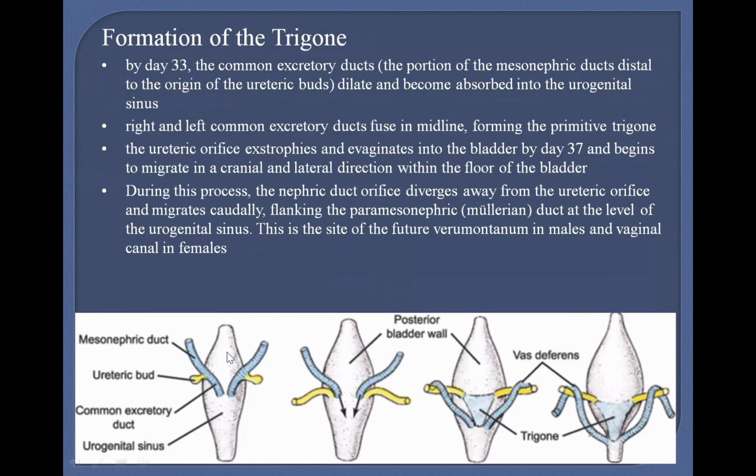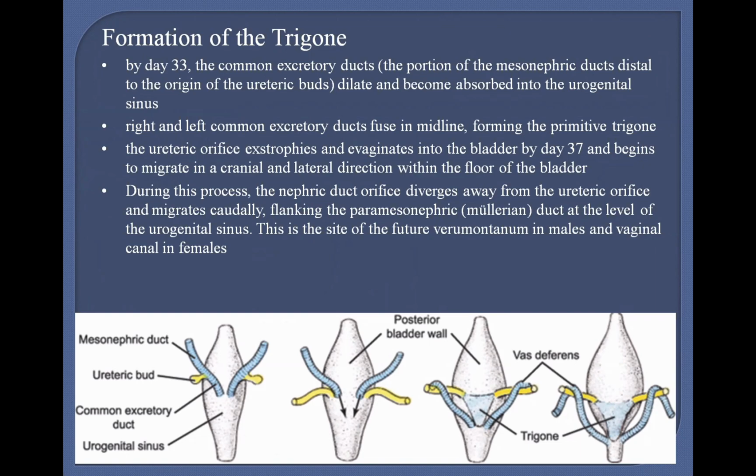With some diagrams, you can see that the common excretory ducts are the portion of the mesonephric duct distal to the origin of the ureteric duct. They dilate gradually and become absorbed into the urogenital sinus. Both the right and left common excretory ducts will gradually fuse in the midline, and this will form the primitive trigone. Both ureteric orifices will evaginate into the bladder and slowly develop in a cranial and lateral direction, as in the diagram, the yellow part moving cranially and laterally within the floor of the bladder.